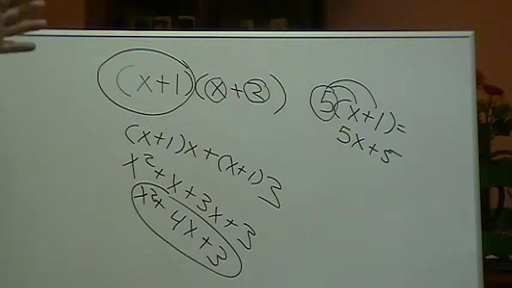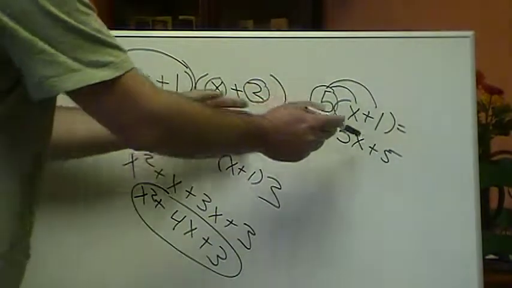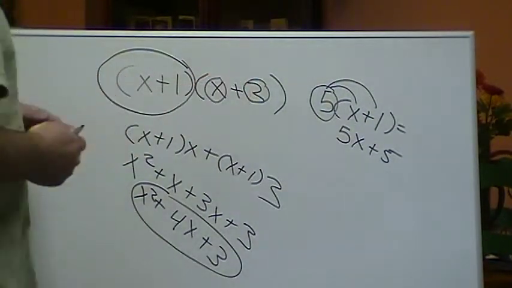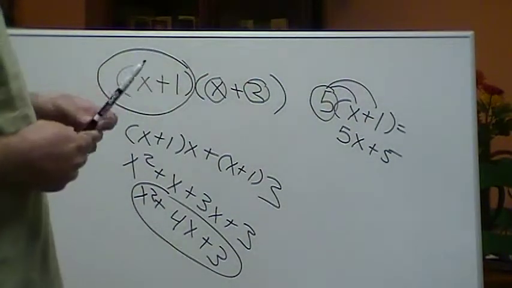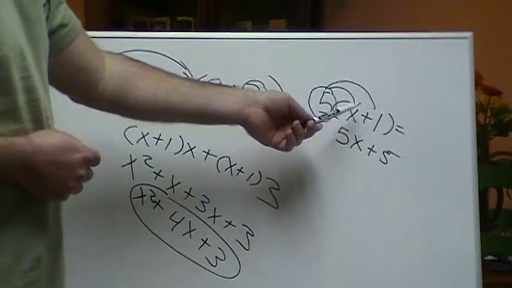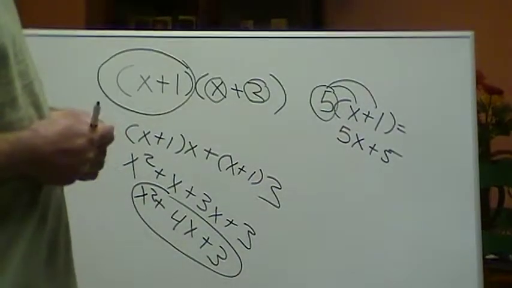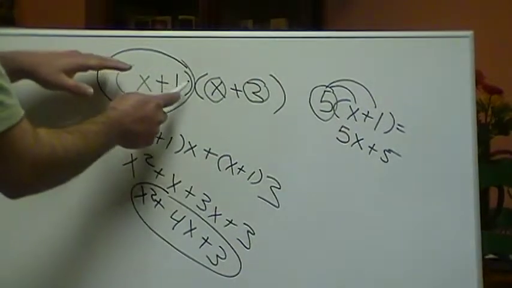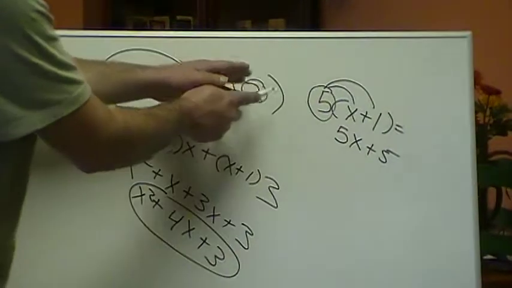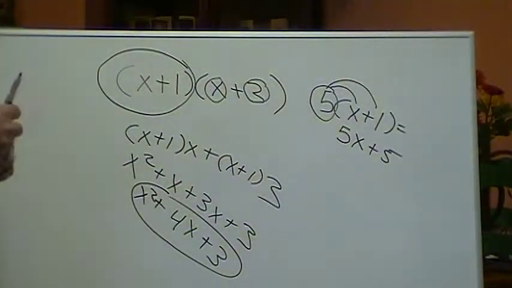So what I really want to show you in this video is the similarities between the very simple distributive property and this problem here. As you can see, they're identical, in fact. Right here, we just have this 5 multiplied by each term in the parentheses. And right here, we actually have this x plus 1 that we're going to be multiplying by each term in the parentheses.